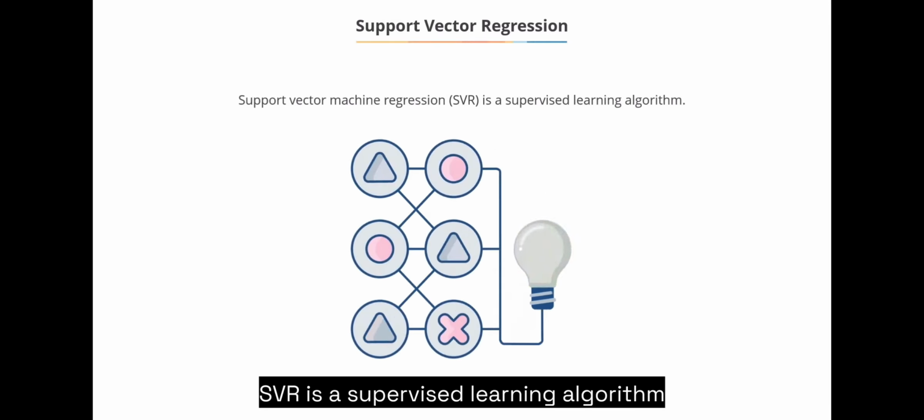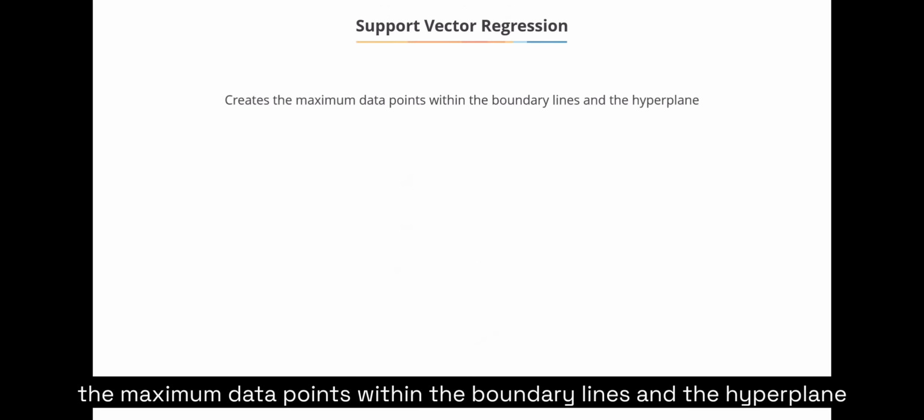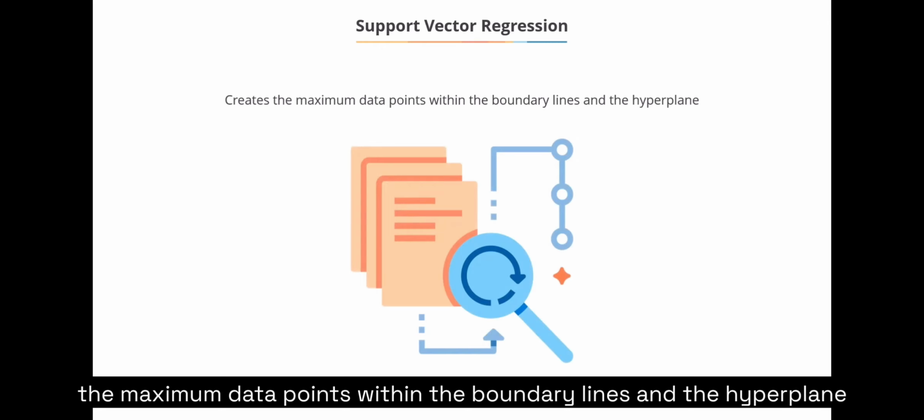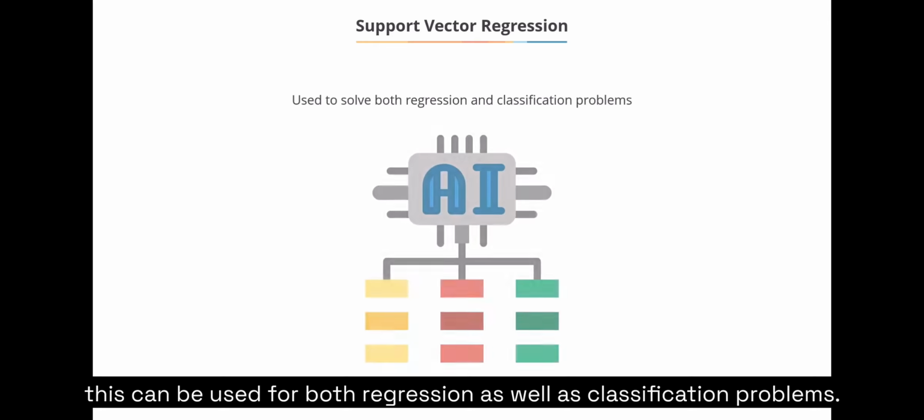SVR is a supervised learning algorithm. SVR aims to create the maximum data points within the boundary lines and the hyperplane. This can be used for both regression as well as classification problems.